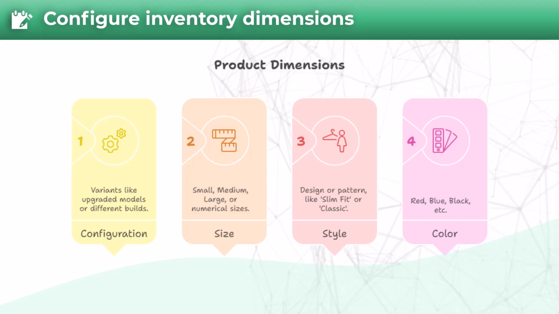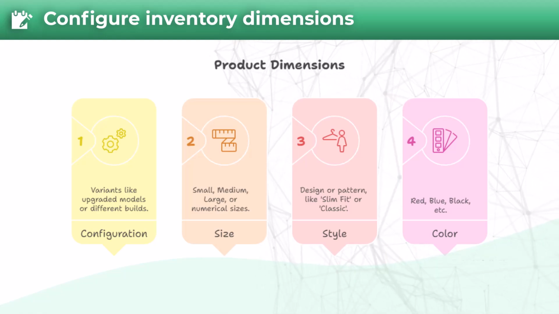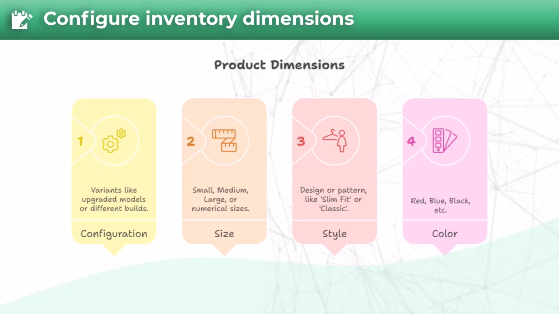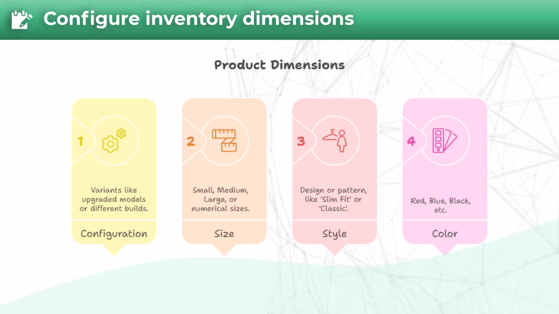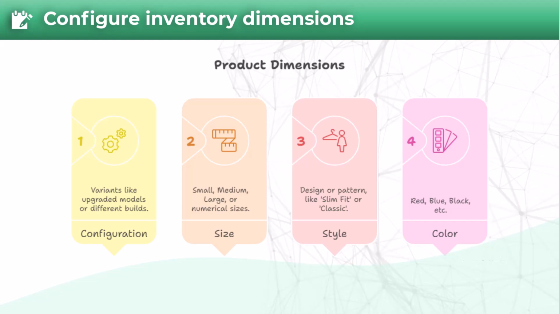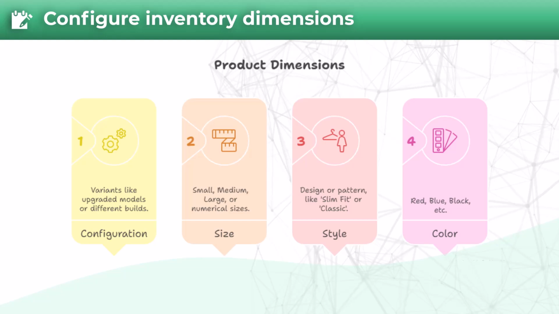Let me give one example of the physical dimension. Think of a t-shirt. It may have different sizes, colors and styles, so these are tracked as product dimensions. Okay, so I think the product dimension is now clear for you.